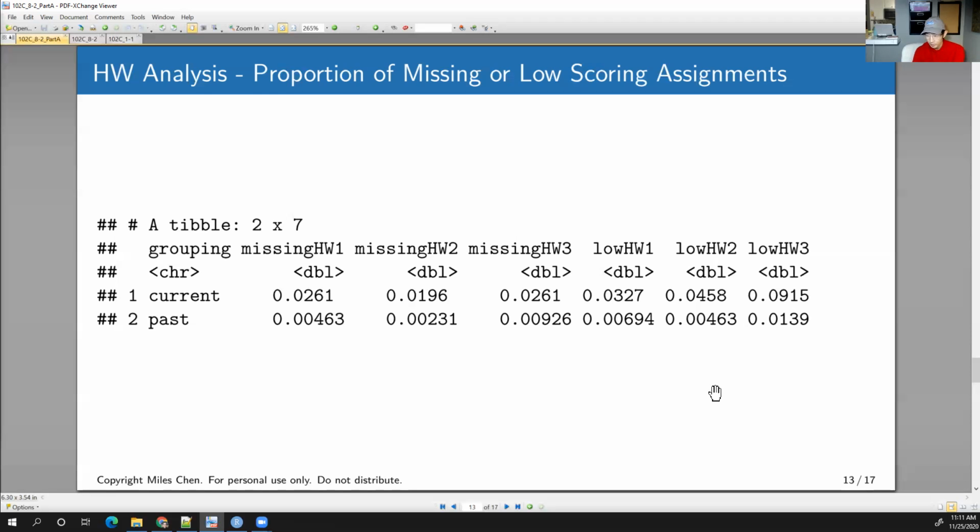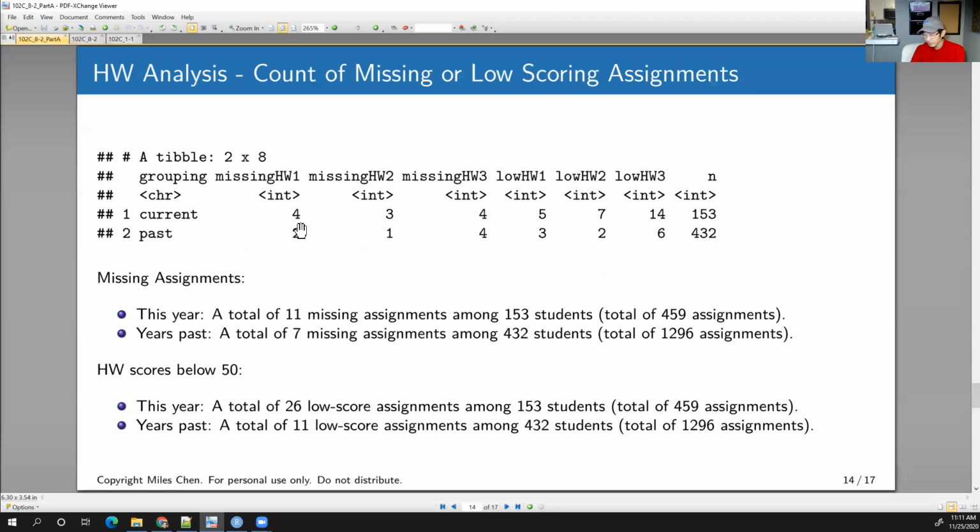Okay, and if I just did the sheer counts this year, as far as missing homeworks, we had 4 missing homework 1, 3 missing homework 2, and 4 missing homework 3, for a total of 11 missing assignments among 153 students, or 459 assignments total. And then versus previous years, we had a total of 7 missing assignments, 2, 1, and 4, among 432 students, or a total of 1,296, because these are 3 assignments, so close to 1,300 assignments.